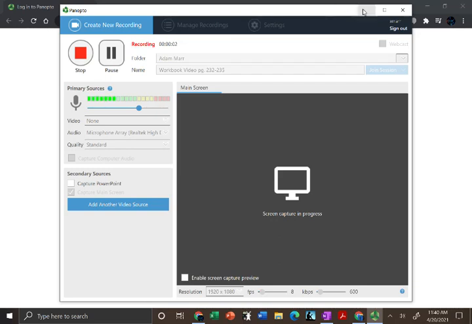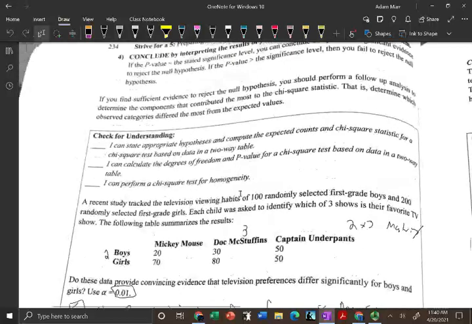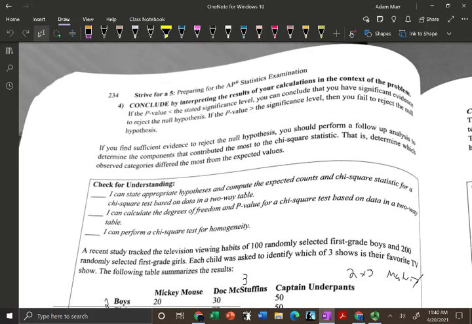What is going on? Just wanted to show you this right here, page 234 in the workbook, and this is a chi-square test for homogeneity. Chi-square test for homogeneity again. And one person had actually asked a really good question: how can I tell the difference between a chi-square test for homogeneity and a chi-square test for independence? Very good question.